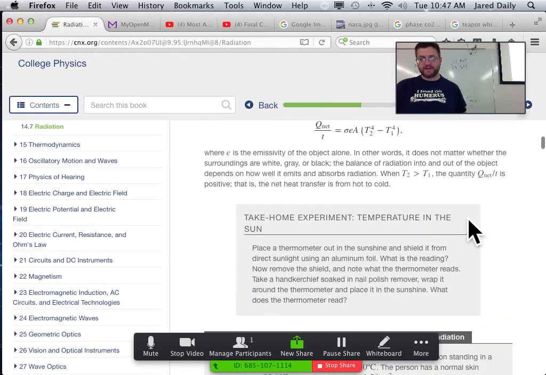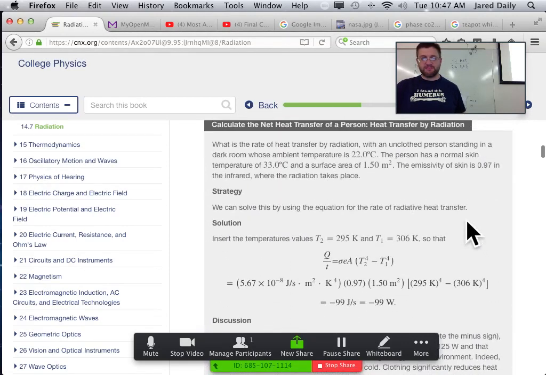Interesting stuff. So in this example, they tell us the heat transfer by radiation of an unclothed person standing in a dark room, temperature 22 degrees, the normal skin temperature of a person 33 degrees, and their surface area. You raise the temperatures to the 4th power and then take their differences. That'll tell you how much energy is coming off of that person in radiation. Turns out to be 99 watts.